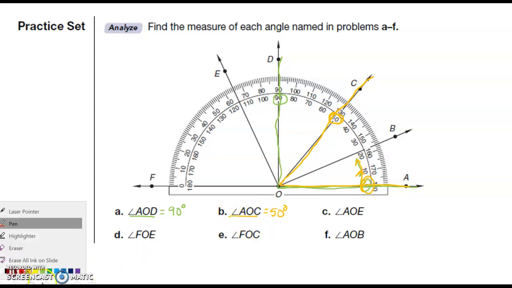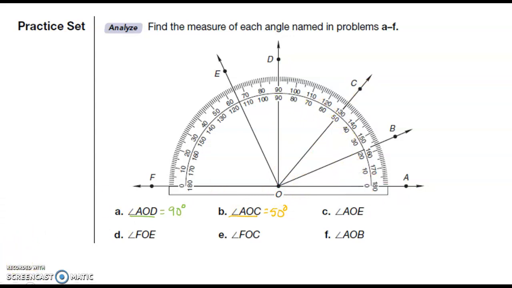Okay, let's change colors and let me do a little bit of erasing. Okay, AOE. This is where it's going to get a little bit interesting because AOE is greater than 90 degrees. So we start at 0 again because that's where the baseline of our angle is. And we're going to increase, so we're using this inside, right, until we get to, it looks like it's between 110 and 120. But we're increasing going this way, right? So halfway between 110 and 120 would be 115. So that's our answer there.